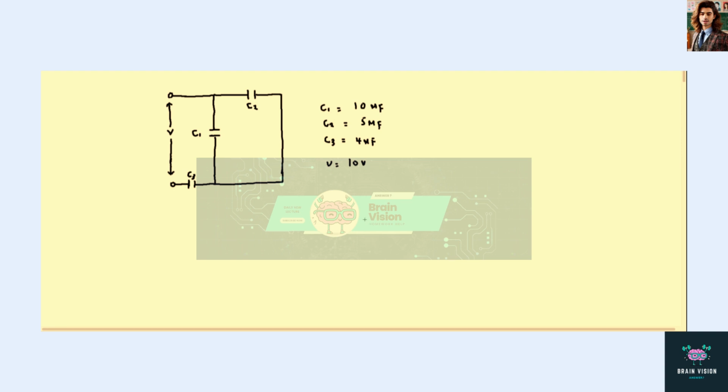In this diagram, you could decipher that C1 and C2 are capacitors in parallel. So the capacitance for C1,2 is C1 plus C2, 10 plus 5, 15.